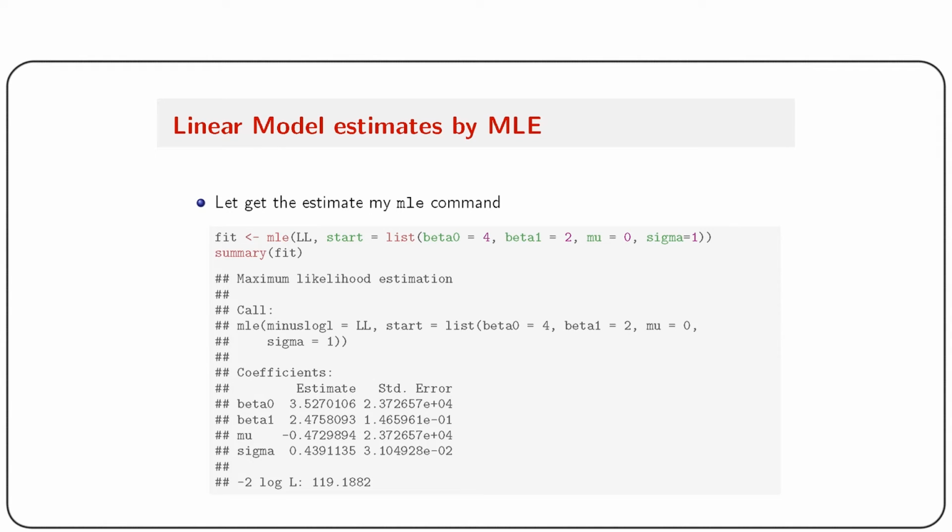And let's get the estimate by the MLE command. So fit = mle(LL, start = list(beta0 = 4, beta1 = 2, mu = 0, sigma = 1)), and then summary(fit). The maximum likelihood estimation, called MLE, and then the coefficients would be given in this manner. The beta0, beta1, mu and sigma, their estimates, their standard errors, and also the minus 2 log likelihood value would be given here, that is here 1192.182 that we use for the chi-square.